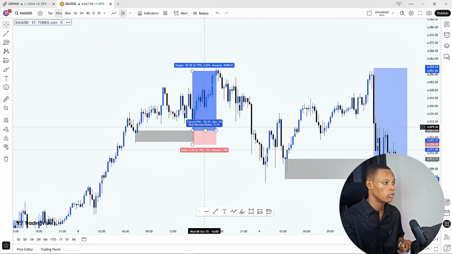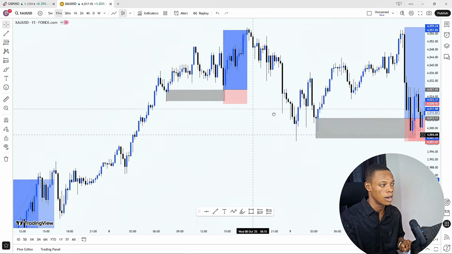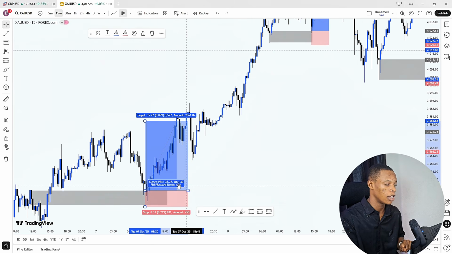Now, this is another buy I took. This very trade now gave me 4 RR. Now, this is another buy I took. This other buy gave me 4 RR.